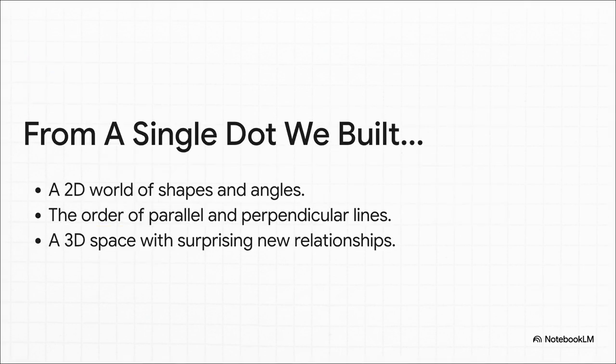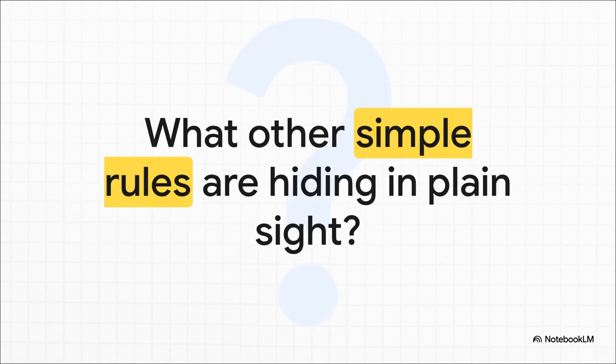So let's just step back and look at what we did. We started with nothing but a single dot. From there, we stretched out lines, flattened them into planes, and watched as they crossed to create these elegant, predictable rules of angles. With those rules, we built a world of order, and then we discovered surprising new relationships that can only exist in 3D. It's pretty incredible to think that the entire structure of the physical world is built on these foundational, elegant ideas. It really makes you wonder what other profound, simple rules are shaping our reality, just waiting for us to notice them.